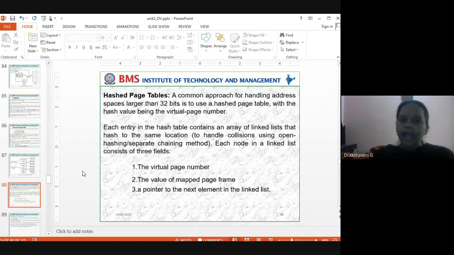Next, we move on to the hashed page table. A common approach for handling address spaces larger than 32 bits is to use a hashed page table. Now when you buy any new system or laptop, the number of bits is increasing. Earlier we had only 32 bits. Now we have 64 bits, even more than 64, 128 bits.